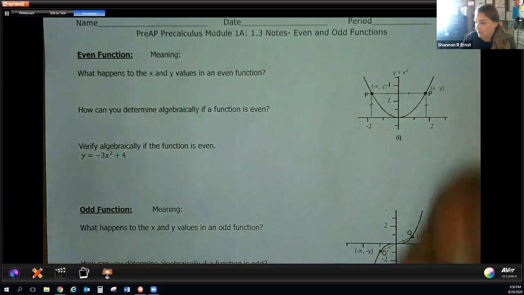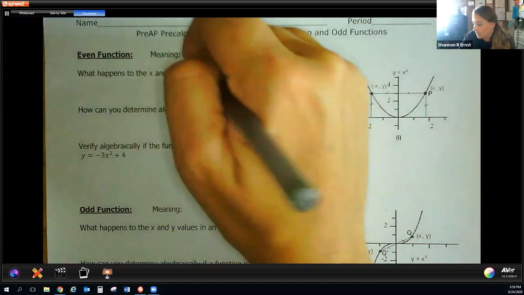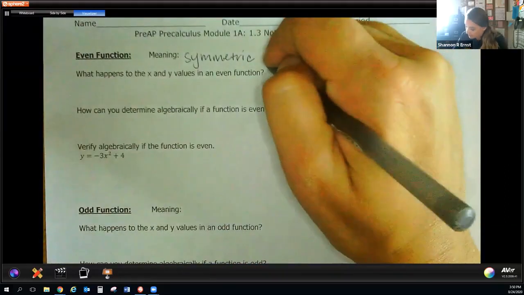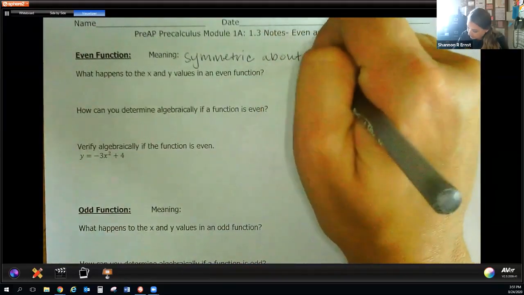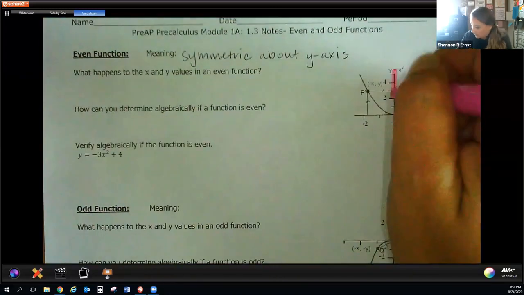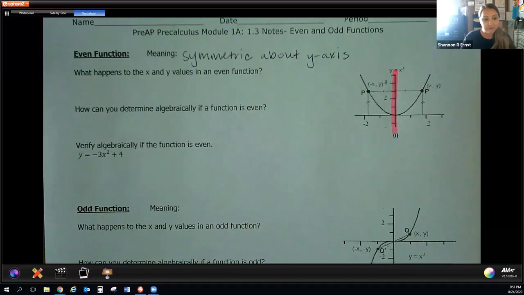So the even functions are always going to be symmetric about the y-axis. So what that means is if I were to look at the y-axis here, fold it in half, then it's going to be perfectly on top of itself. If you fold it in half on the y-axis, it lays perfectly on top of itself. That's what symmetric about the y means.